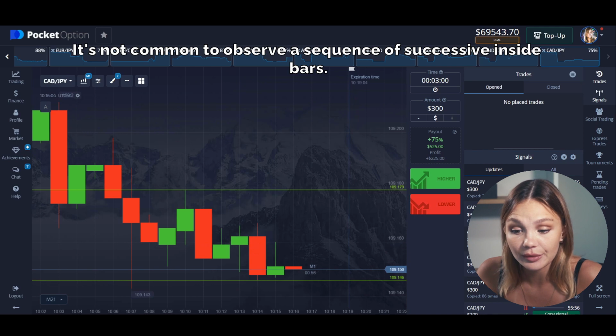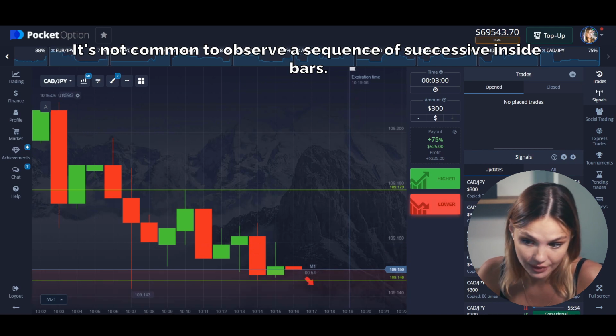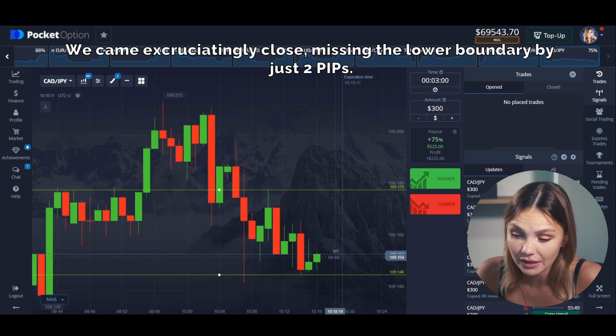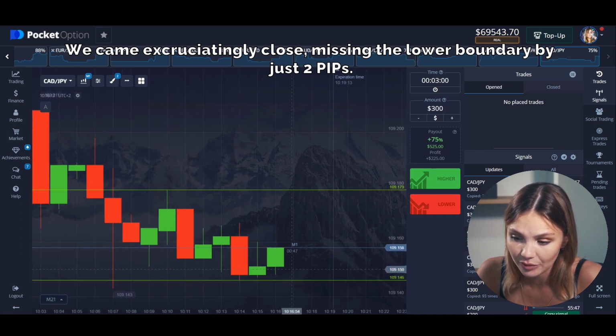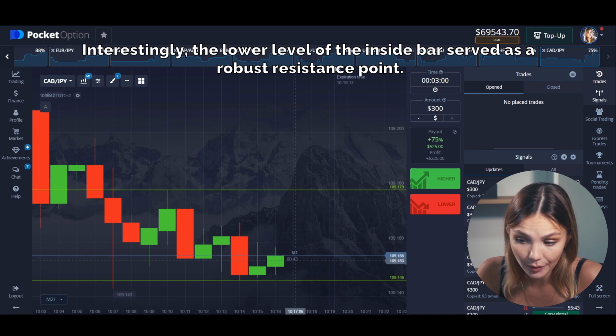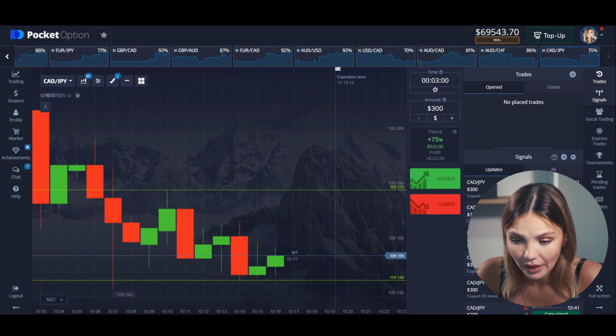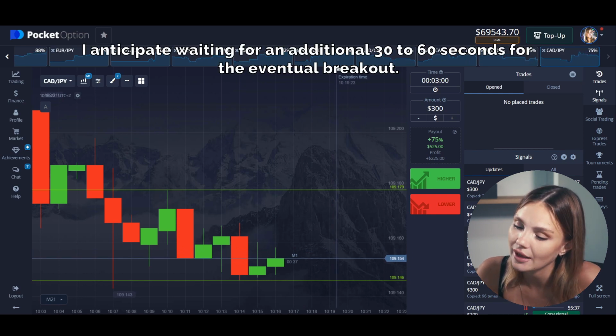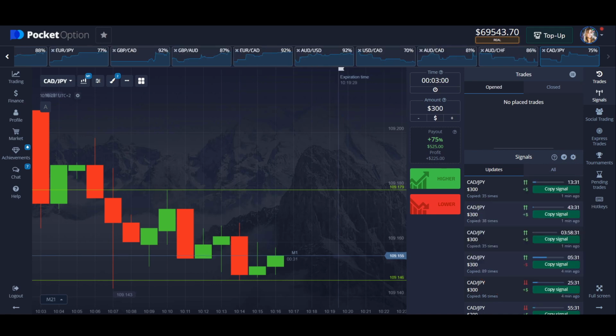It's not common to observe a sequence of successive inside bars. We came excruciatingly close, missing the lower boundary by just 2 pips. Interestingly, the lower level of the inside bar served as a robust resistance point. I anticipate waiting for an additional 30 to 60 seconds for the eventual breakout.